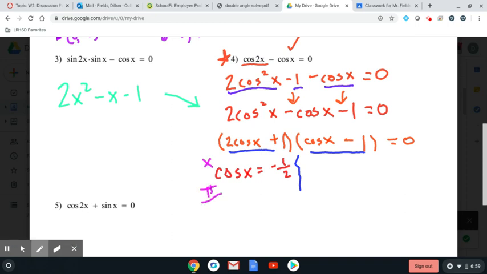So that means the special angle I'm working with is pi over 3. And since that 1/2 is negative, we need to figure out the quadrants in which x is negative, which is quadrant number 2 and quadrant number 3. So using pi over 3 to get an angle measure in quadrant 2 and quadrant 3, we're going to end up getting 2 pi over 3 and 4 pi over 3.